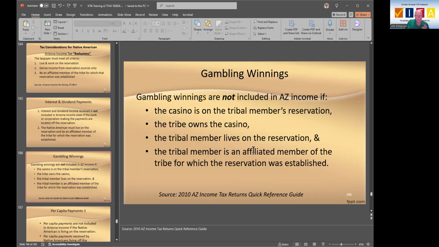Gambling winnings can get kind of weird because, if they're part of the reservation where the casino is, and the member, the casino's on the member's reservation. The tribe owns the casino. The member lives on the reservation, and he's a member of the affiliated tribe, right? Arizona can't tax that income.